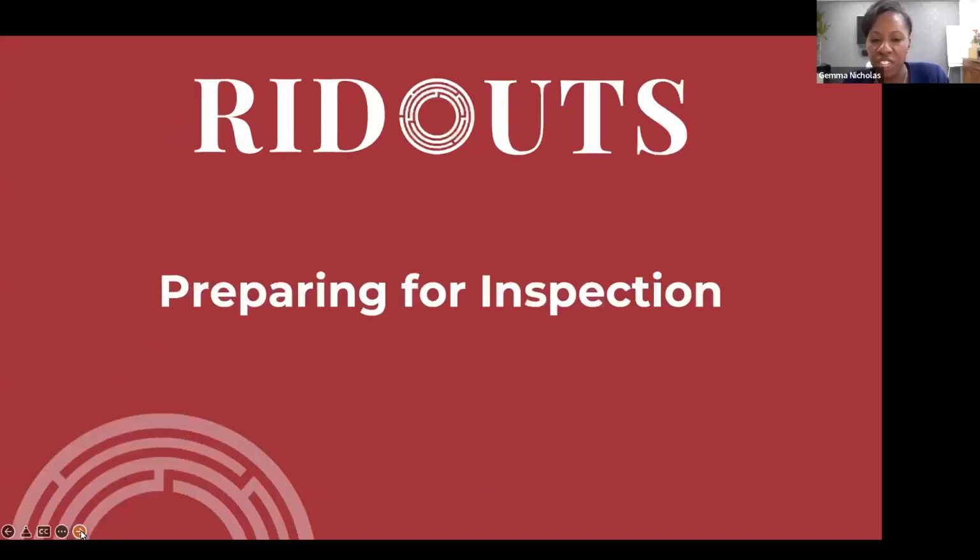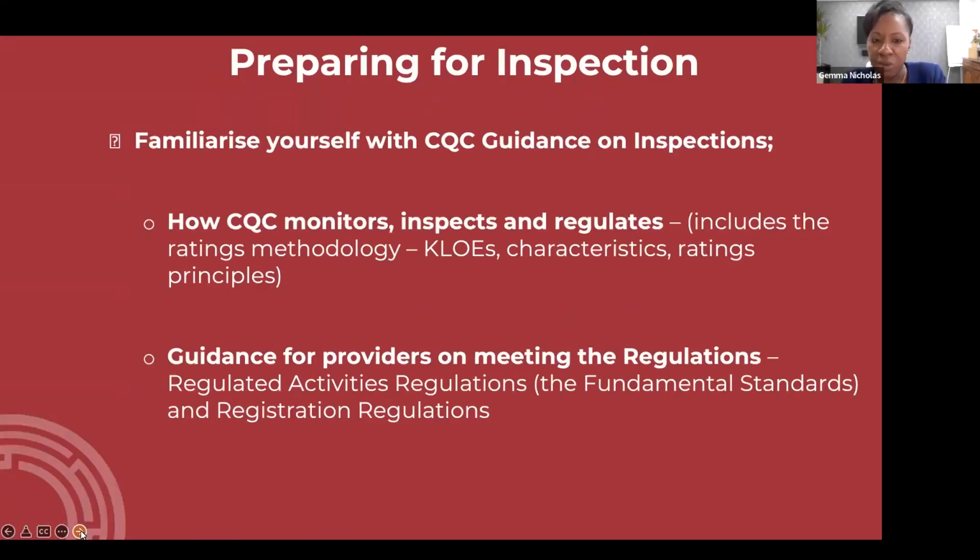Okay, so the first section is on preparing for an inspection. So on the next slide, we'll just cover what you need to do to prepare for an inspection. Firstly, it's worth familiarising yourself with CQC guidance. The first guidance that is worth noting is how CQC monitors, inspects and regulates adult social care services. Now, this guidance sets out how CQC monitors through data collection, and the guidance explains the inspection process and how CQC aggregates ratings and the factual accuracy process itself.